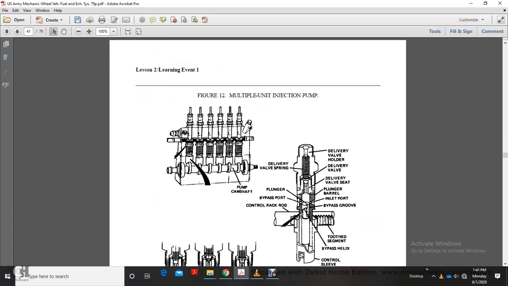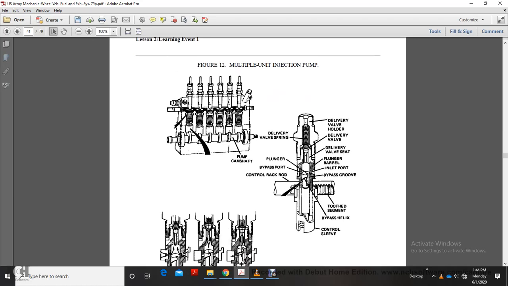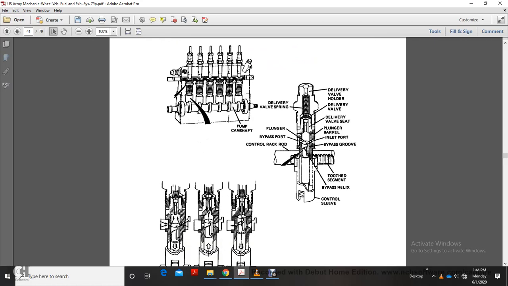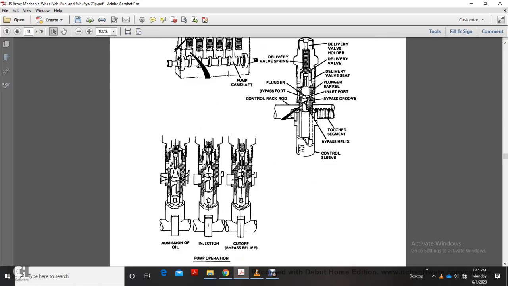Figure 12 shows your multiple injection pump: the pump shaft, delivery spring, plunger, bypass port, control rack, delivery valve holder, delivery valve seat, plunger and barrel, inlet port, bypass groove, two-segment bypass helix, control sleeve, and then pump operation, admission, injection, and cutoff relief.